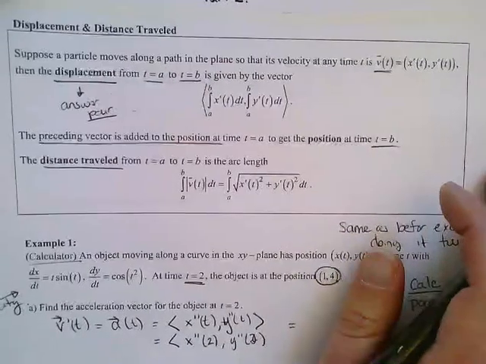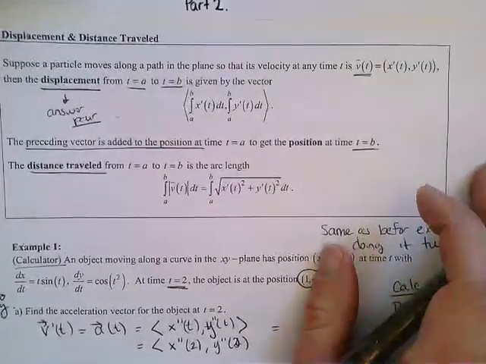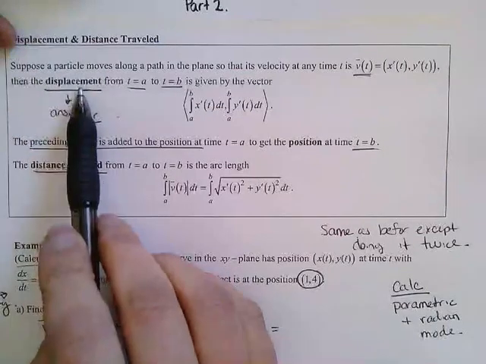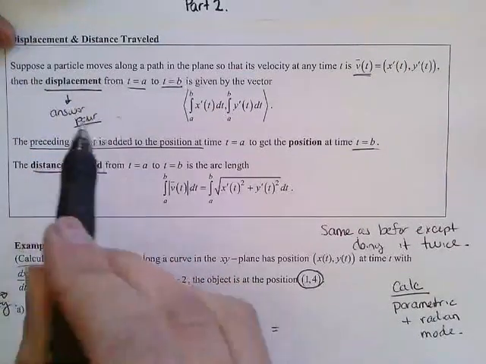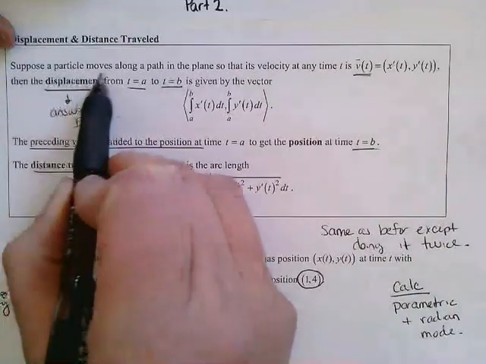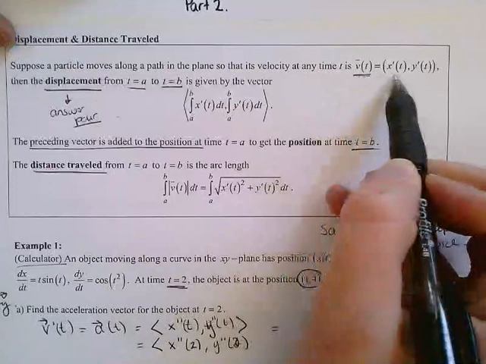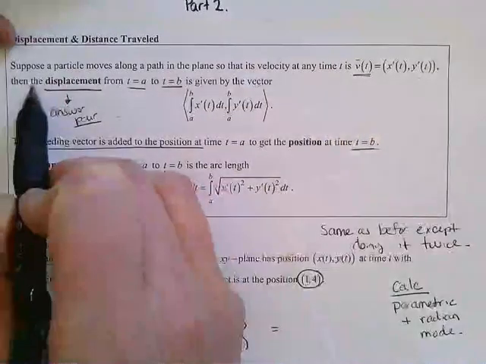Okay, so this is part 2, parametric and vector accumulation. So here we're going to be basically applying the calculus. Okay, so really quick, suppose a particle moves along a path in a plane so that its velocity is given as a vector with two parts, x and y.